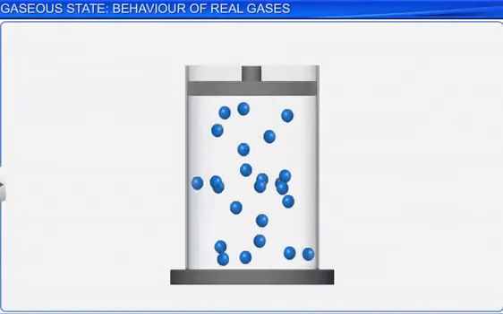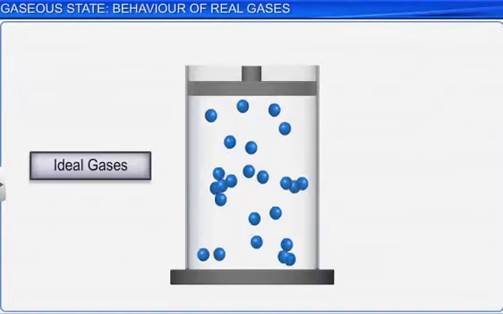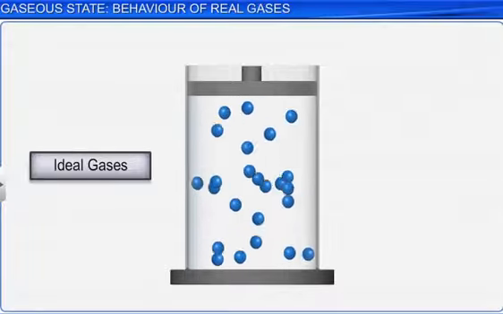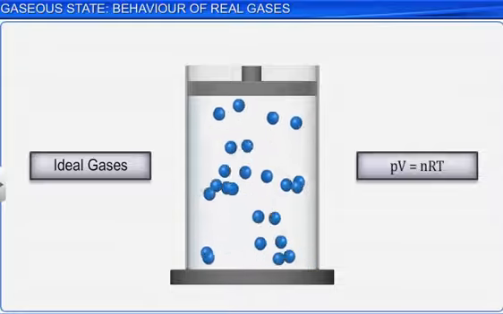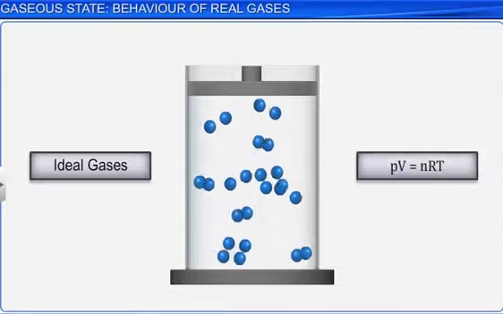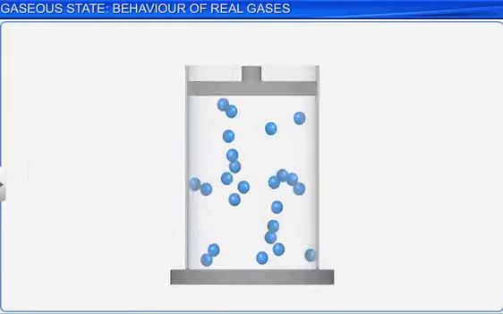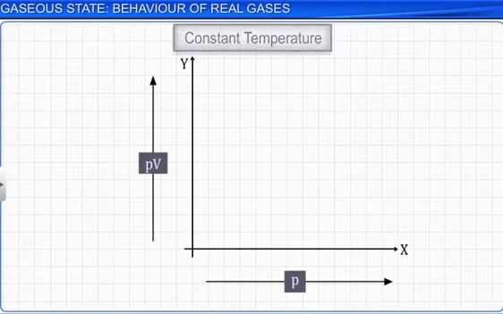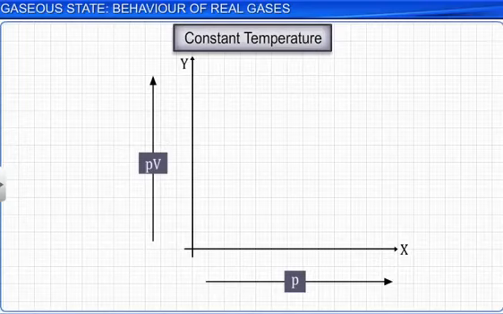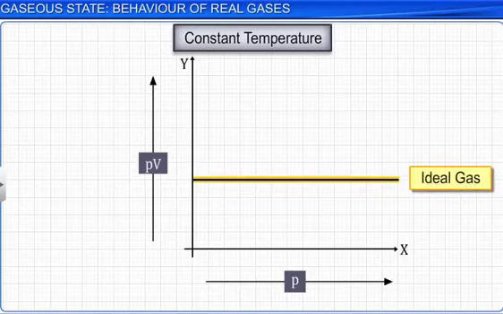Gases that obey the ideal gas equation are called ideal gases. The ideal gas equation is PV equals nRT. If we plot a graph of PV versus pressure at constant temperature, then, according to Boyle's law, we should get a straight line parallel to the x-axis, as PV is constant at constant temperature for a fixed amount of gas.